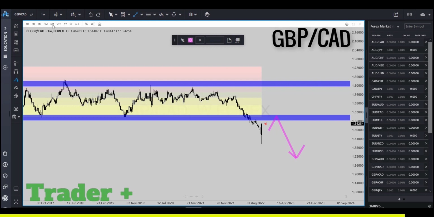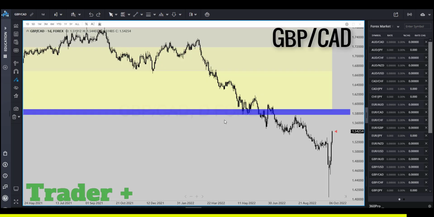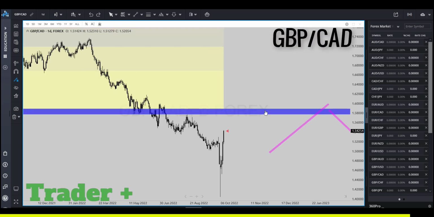So I want to go down to the daily, right? Again, this is my level here. My level is about 1.5800 area. So I'm looking for this market to push up to this area here. And once we push up to this area, that's when I'll be looking to sell the pound CAD, guys.